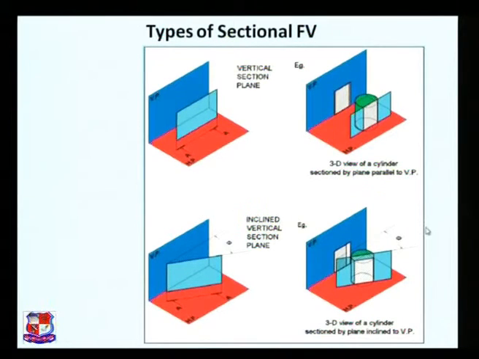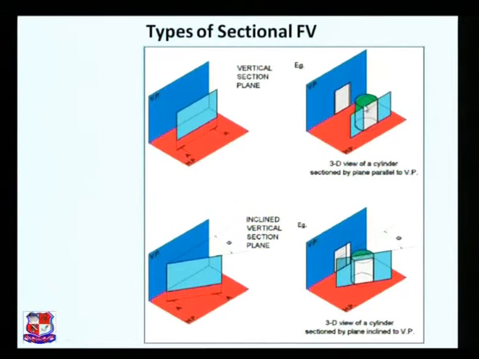Now types of sectional front views. The first type, the vertical plane, vertical section plane, this one. First is that the cutting plane may be vertical like this. It means that it's parallel to vertical plane and perpendicular to horizontal plane. So this cutting plane would be visible as a straight line in top view, and its appropriate sectional view would be visible in front view like this.